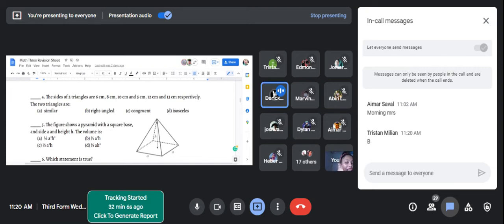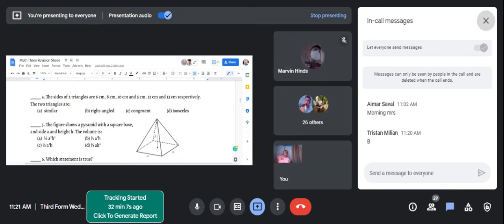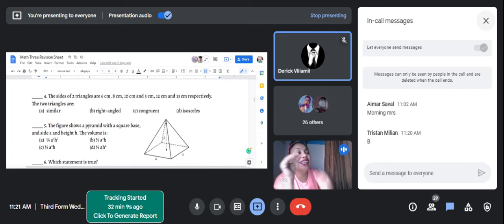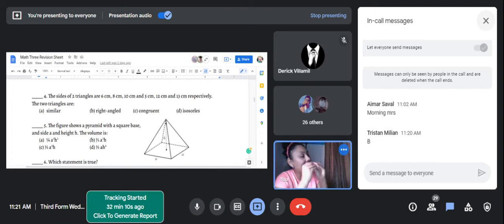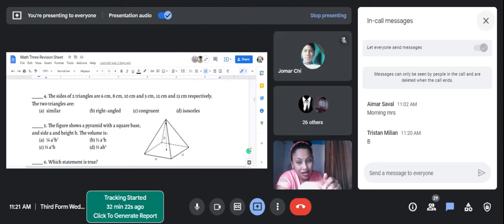Okay, let's take a look at each one of these. When it says similar, for something to be similar, they have to be the exact same thing. So if this is 6, this is also going to be 6. If this is 8, this is also going to be 8. So looking at those numbers, you can already see that it's not similar. So the answer cannot be A.